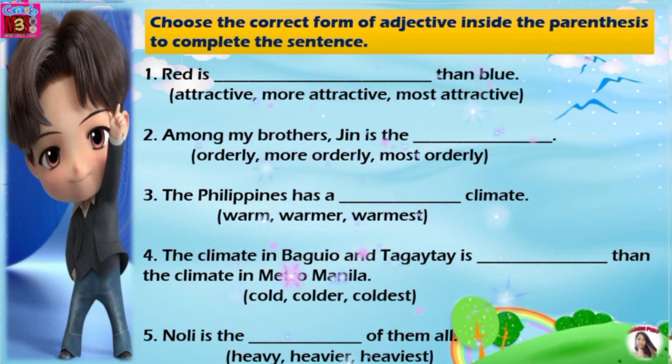Number 3. The Philippines has a blank climate. Warm, warmer, warmest. Number 4. The climate in Baguio and Tagaytay is blank than the climate in Metro Manila. Cold, colder, coldest. Number 5. Noli is the blank of them all. Heavy, heavier, heaviest.